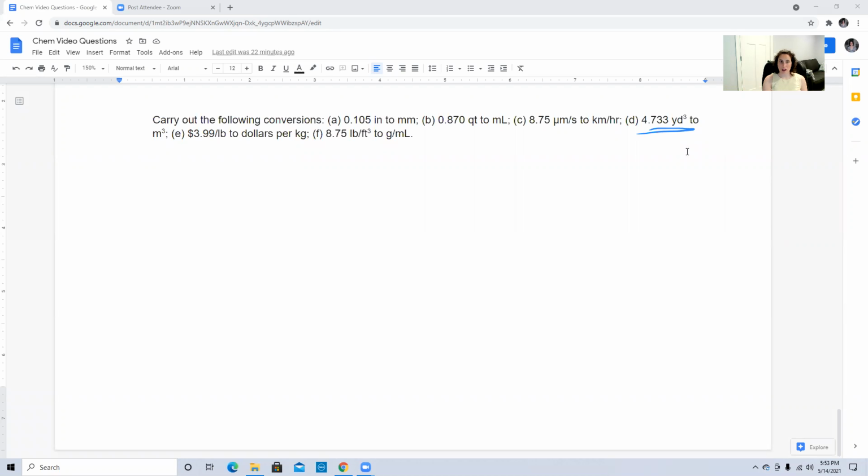So let's start with D, that's over here. 4.733 cubic yards to cubic meters. You always start with what you were given. And I don't know yards to meters. I know it's almost the same because I remember in elementary school that a yardstick was also called a meter stick. So I know it's close. I did look it up and it turns out that it's 1.09 yards for every 1 meter.